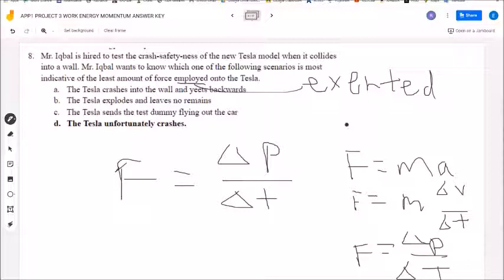Impulse equation formula. Yeah. Yeah. Hold on. Oh my god.